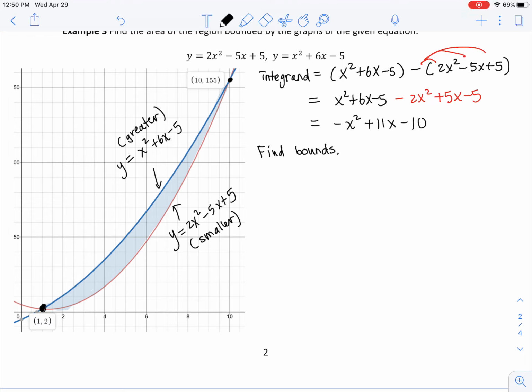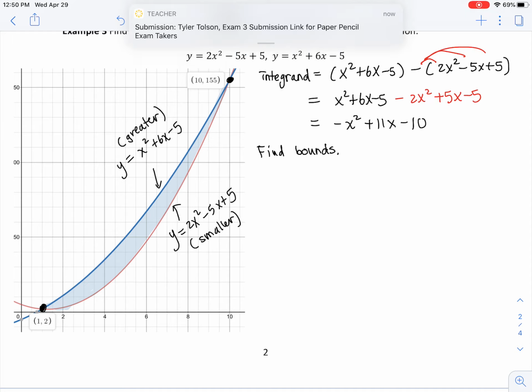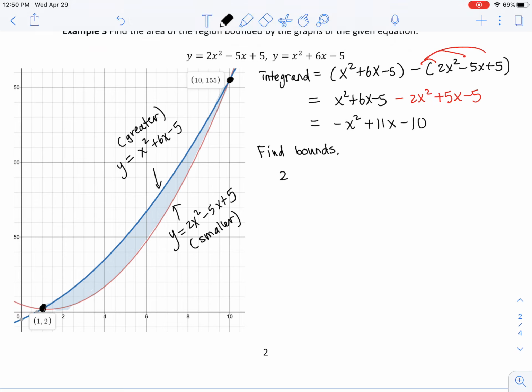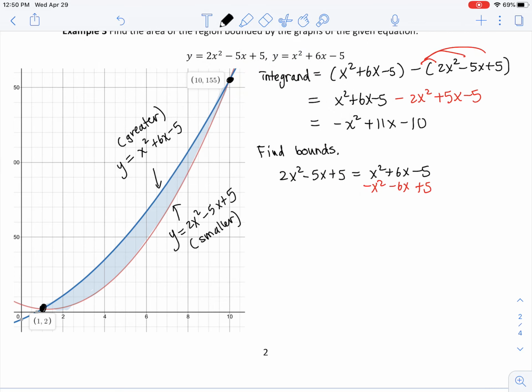Find bounds. Okay? And the bounds are going to be the two points where they intersect. Now, I want to see 1 and 10 when I solve it, because that's what I kind of saw. But please go ahead and do include the work that you do algebraically, okay? The bounds are going to be when they intersect, when they are equal to each other. 2x squared minus 5x plus 5 equals x squared plus 6x minus 5. So let's set them equal to each other. I'm going to try to see if I can factor this, moving everything to the left side.